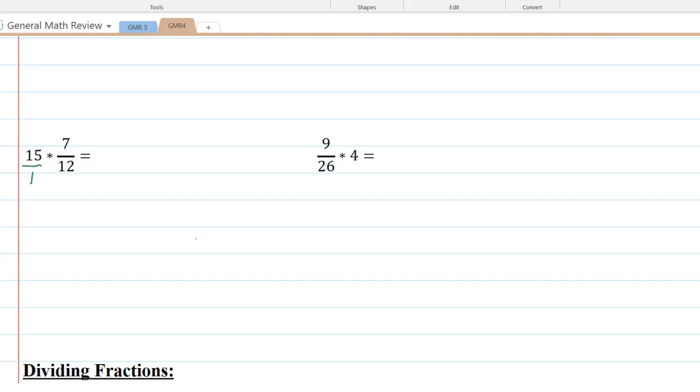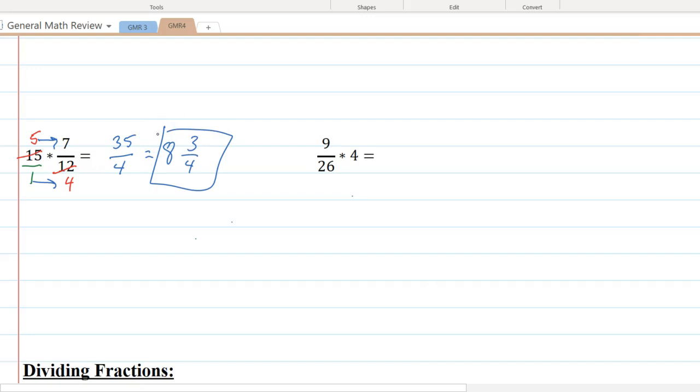I see that I can reduce the 15 and the 12, both by 3. 12 divided by 3 is 4. 15 divided by 3 is 5. Now I can multiply straight across. 5 times 7 is 35. 1 times 4 is 4. 4 goes into 35 8 times, with how much left over? 3 over 4 left over.